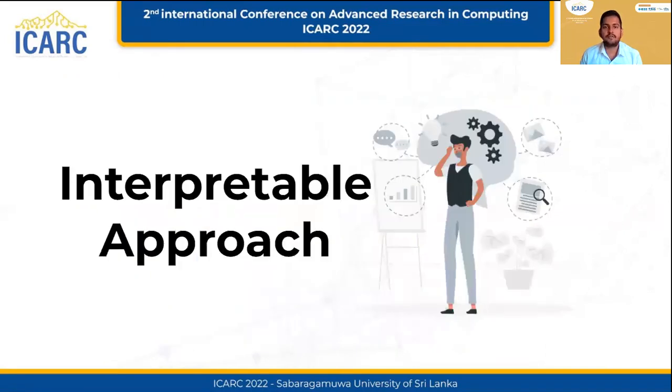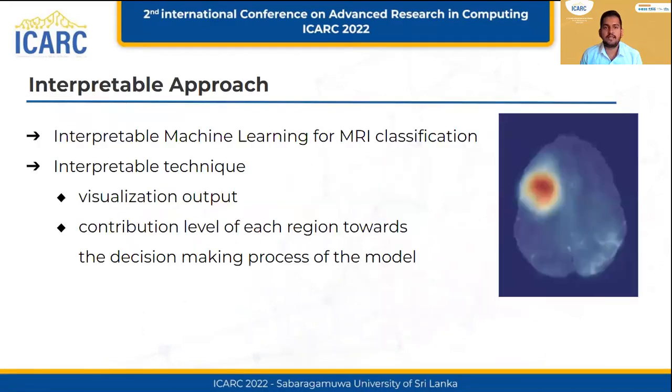Now we shall look into our contribution, which is the interpretable approach. The contribution of our research is to apply interpretability into deep learning models. So we plan to apply interpretability to the MRI classification module. Through this approach, we can get a visualization output of the contribution level of each region towards the decision-making process of the model. This image is a result of our approach.